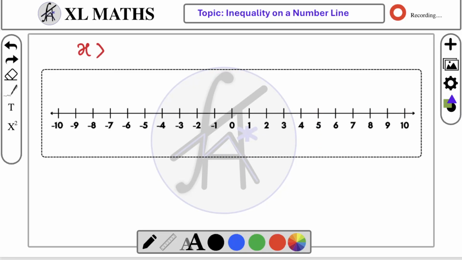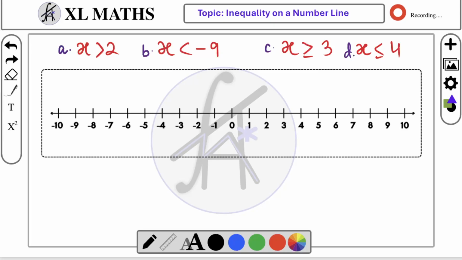A: x is greater than 2. B: x is less than minus 9. C: x is greater than or equal to 3. D: x is less than or equal to 4. Let's try these questions. Okay, the first question, A, B, C and D.